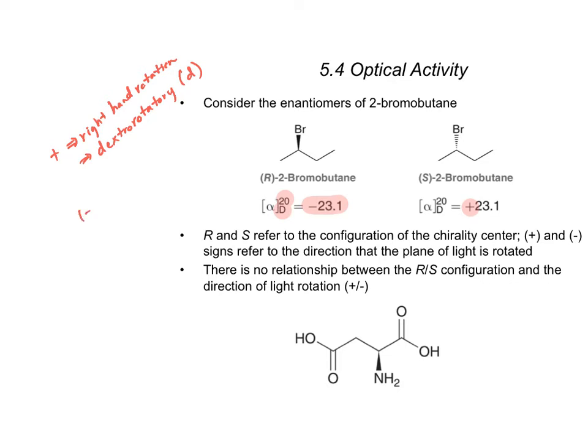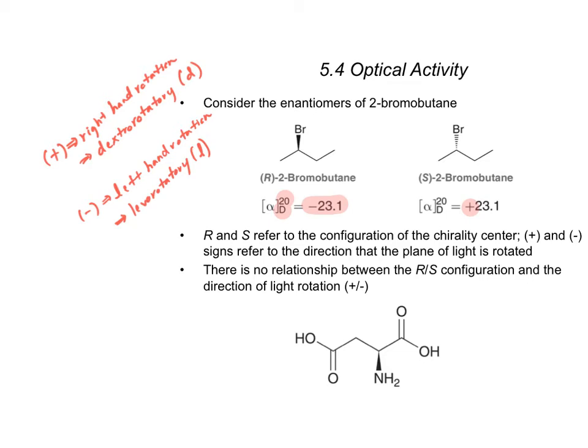If, on the other hand, it is negative, we call that left-hand rotation. And instead of calling it dextrorotatory, we again go back to our Latin, and we call this levorotatory. And we'll abbreviate that little lowercase l. So that positive rotation versus that negative rotation is dextrorotatory, positive, versus levorotatory, negative.